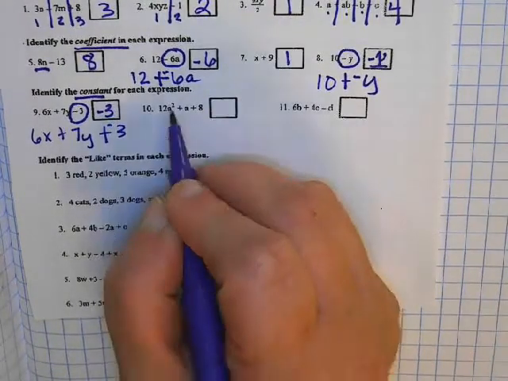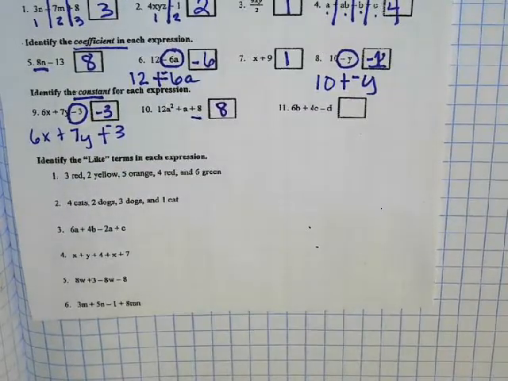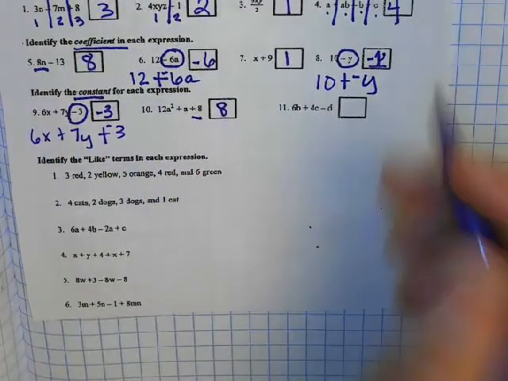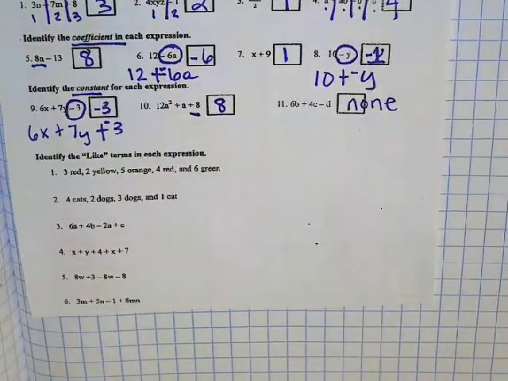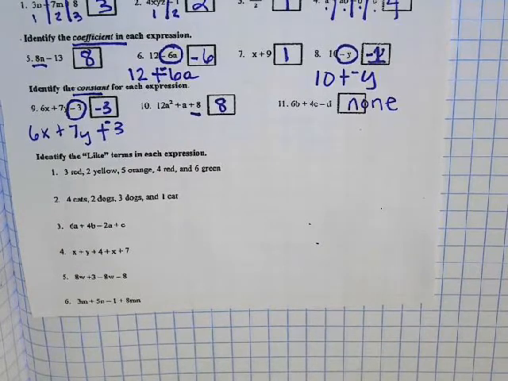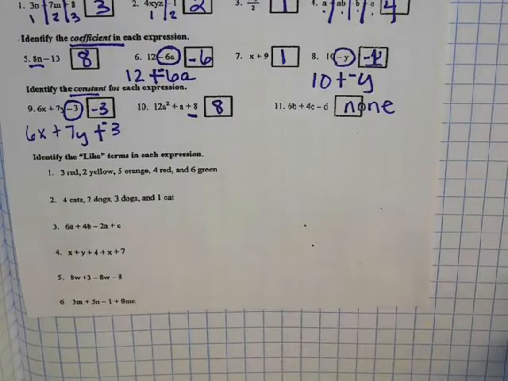All right, so the constant means no variable, so in this case that is 8. And over here, well, they all have a variable, so there is no constant. There is not one. All right, so now we're going to try to identify like terms. Now we know all the parts of our expression. Let's try to combine some like terms.